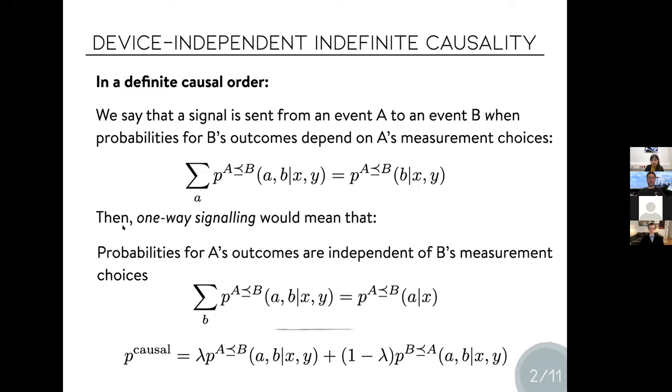So if there is a one-way signaling, then automatically this means that when I sum over all possible outcomes of B, there will not be any dependence of the outcomes of A on the measurement choices of B. Now, this is a situation where one has one-way signaling, and in general, we would call a definite causal order whatever is a convex mixture of those. So something like that, a convex mixture of A signaling to B and B being able to signal to A. Whatever cannot be written in this form is what we usually call causally non-separable, causally indefinite, so lacking a well-defined causal order.